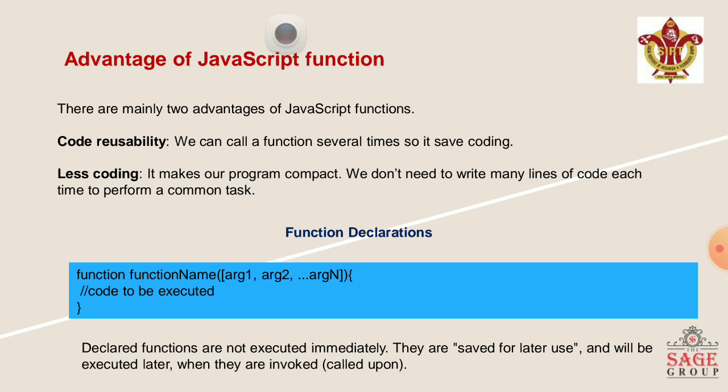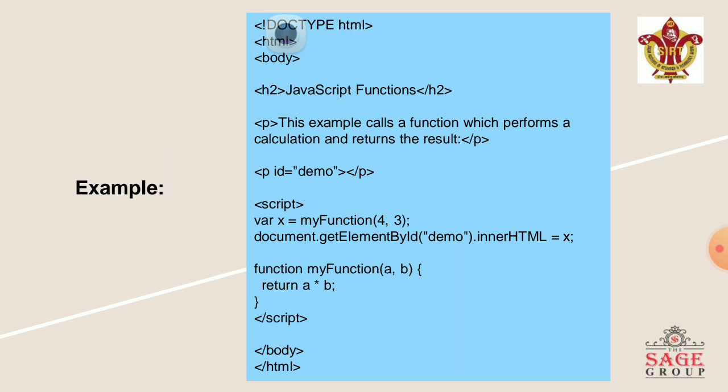Function declaration: function name is a function name, with parameters, and a number of lines of code to be executed. Declared functions are not executed immediately. So an example is this.